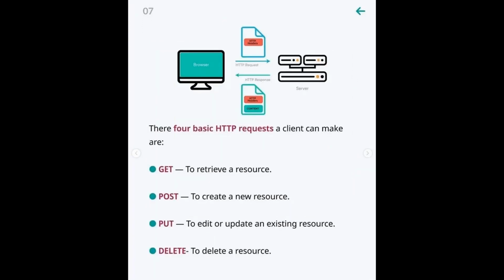There are four basic HTTP requests a client can make: get request, post request, put and delete request. Get request is used to retrieve our resources, and post request is used to create new resources. Put request is used to edit or update existing resources, and delete is used to delete the resources.